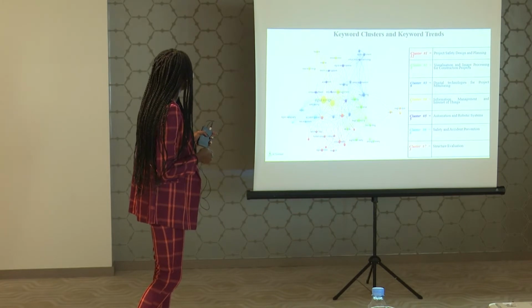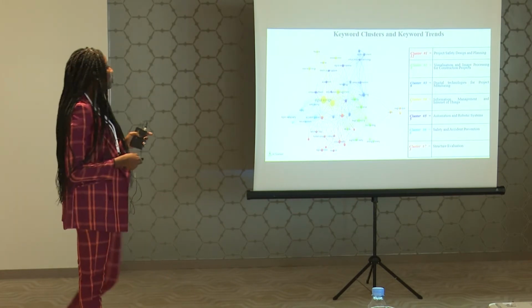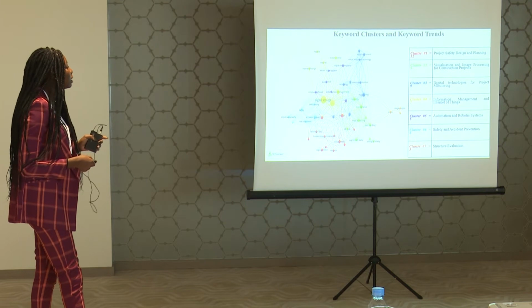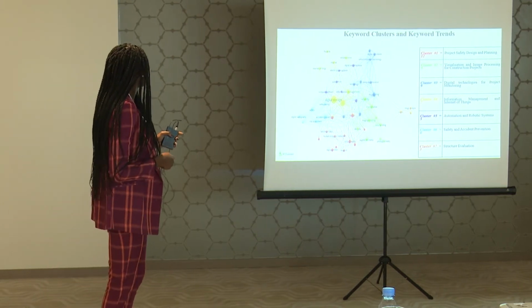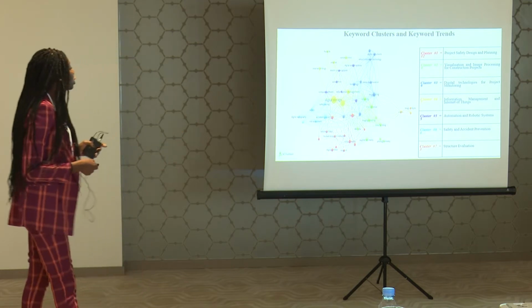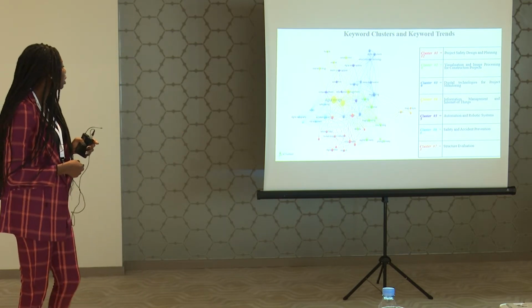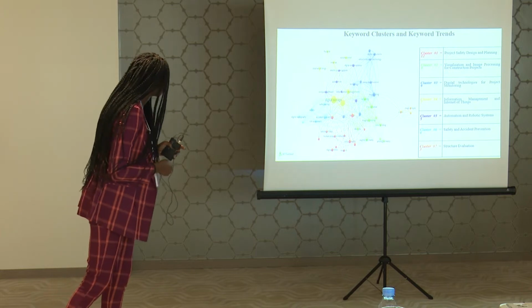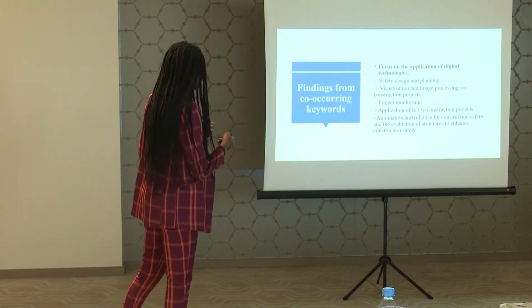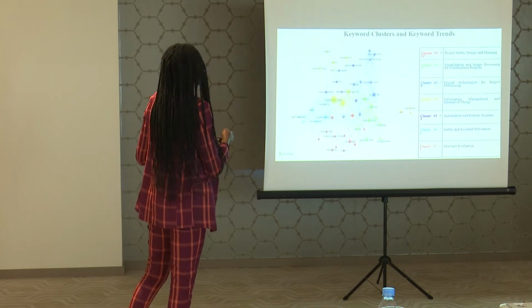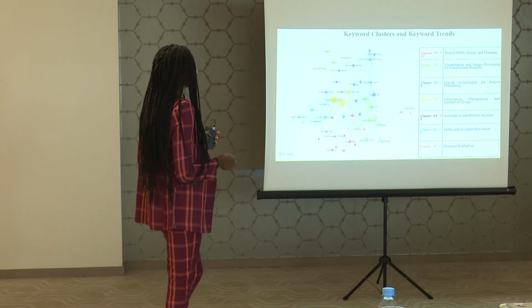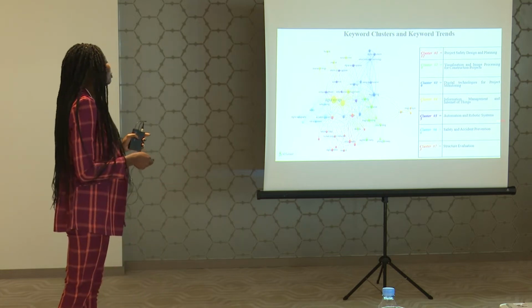Computer software, information management, and was summarized as automation and robotic systems. Cluster 6, represented in the light blue shade, reviewed keywords such as safety, digital radiology, digital radiography, risk assessment, accident prevention, and was summarized as safety and accident prevention.